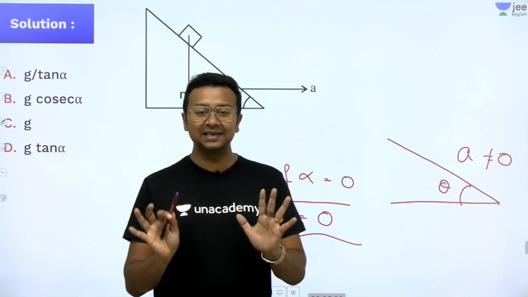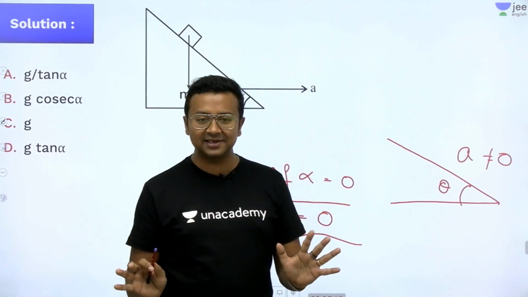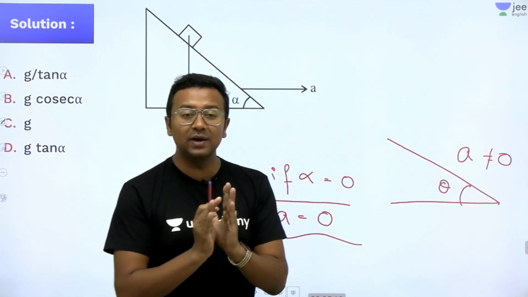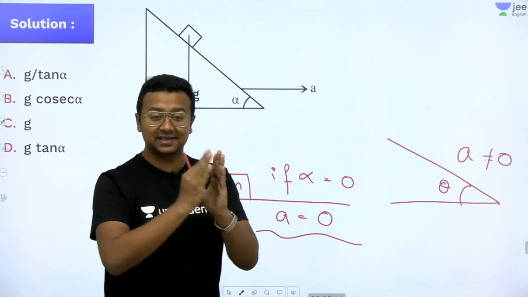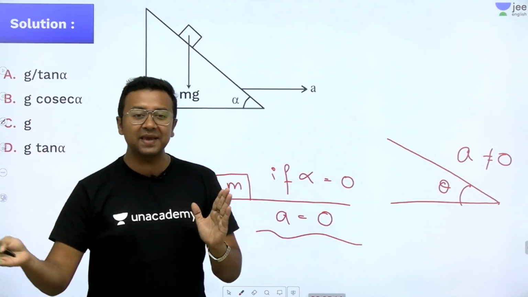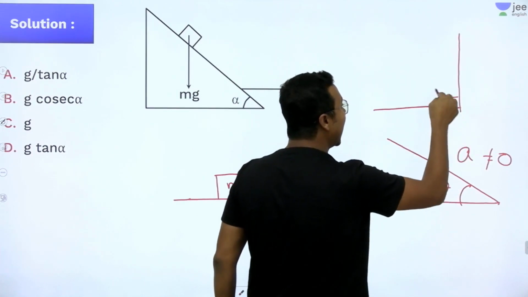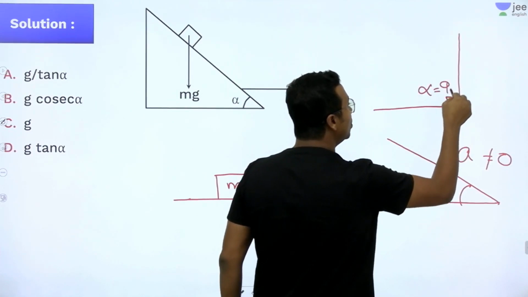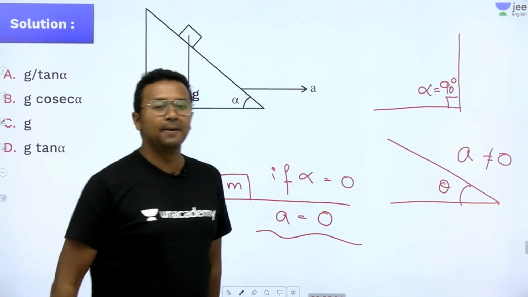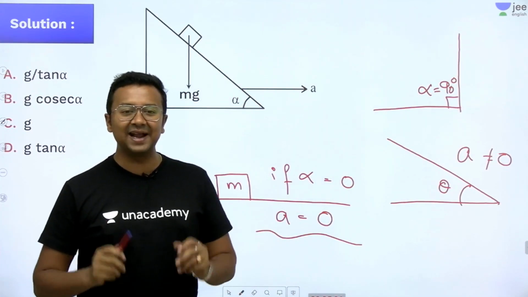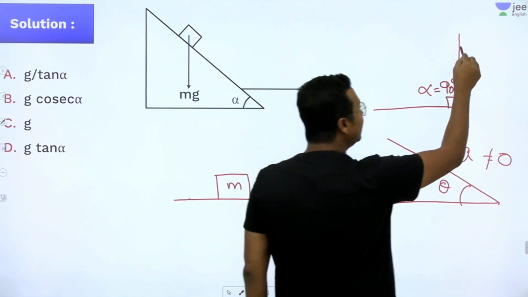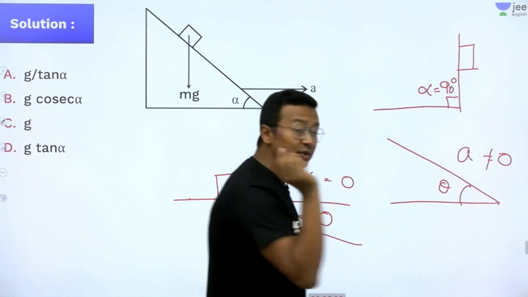You need some acceleration in order to keep it at rest. Now, let me do one thing. Let me take the extreme case. What is the extreme case? The extreme case is, let me make this angle equal to 90 degrees. Then, if you keep the block here, listen to this very carefully.